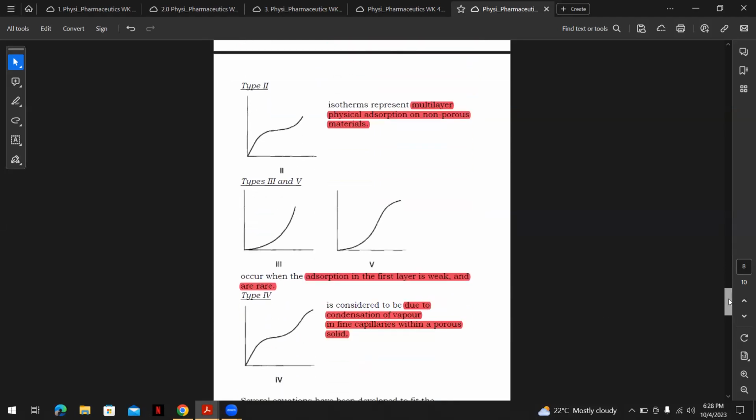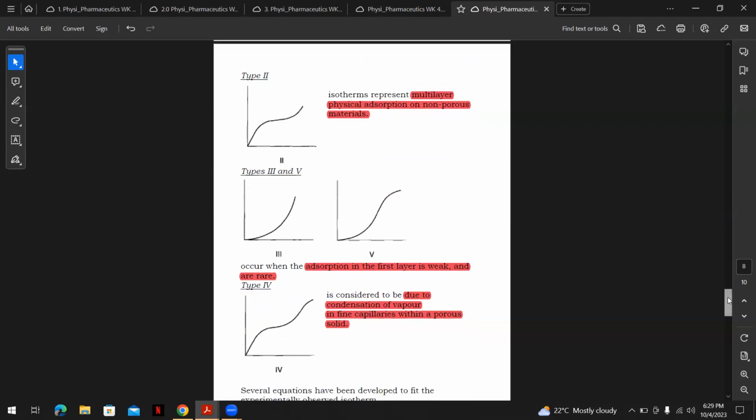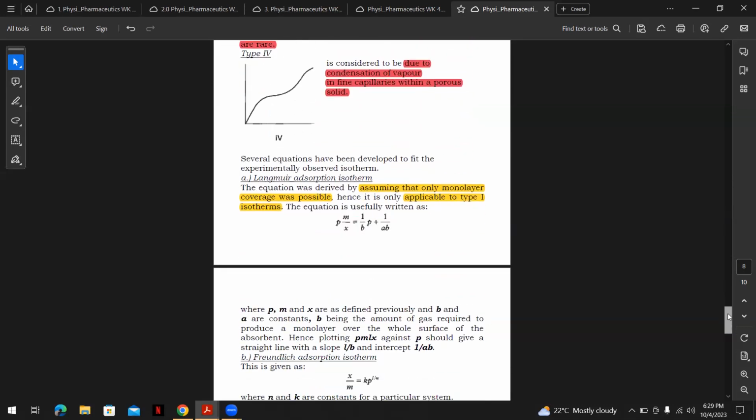Then for types 3 and 5, adsorption in the first layer is weak and rare. And type 4 is due to condensation of vapor in fine capillaries within a porous solid. I don't think these isotherms are very important, but what can they do with an MCQ? Maybe they ask you what type this is. Is it type 1? Type 1 is for what? I think that.